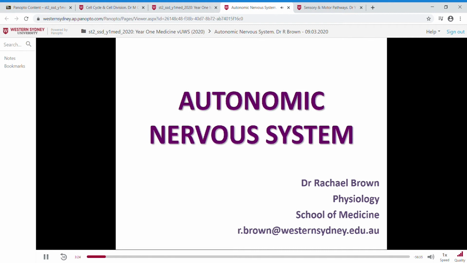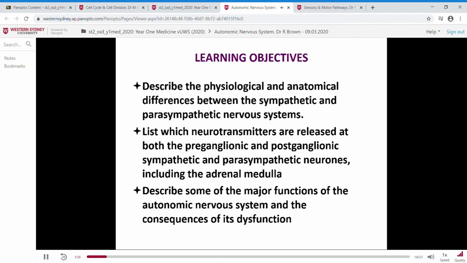So it's an important part of the overall nervous system, the autonomic nervous system, and disturbances of this system feature in many disease states. So it's actually quite an important system. So there's your basic learning objectives for this particular lecture. We'll go through the physiological and anatomical differences between the sympathetic and the parasympathetic nervous system, which makes up the autonomic nervous system. You'll look at which neurotransmitters are released at both the preganglionic and postganglionic sympathetic and parasympathetic neurons, including the adrenal medulla. And you'll be able to describe some of the major functions of the system and the consequences of its dysfunction.